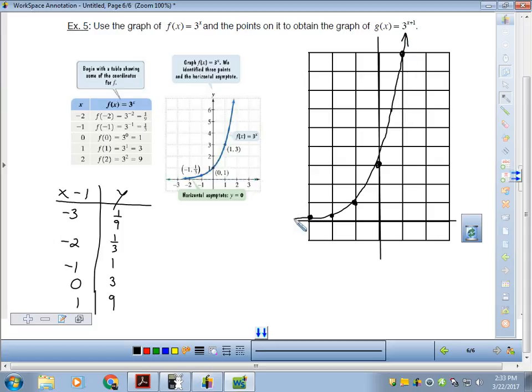And so there's my graph. And so by having that plus 1 up there in the exponent, we've shifted our graph horizontally to the left 1 unit. All of the points are 1 unit over to the left.